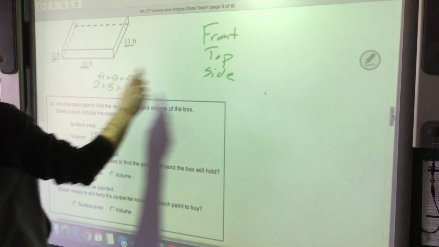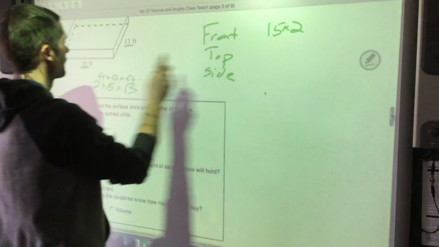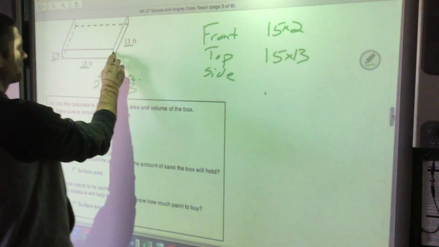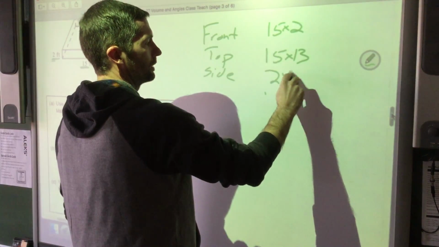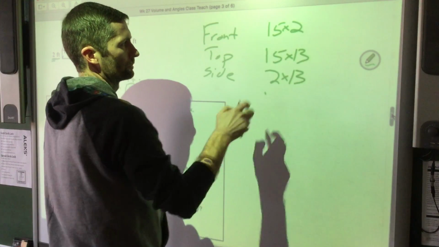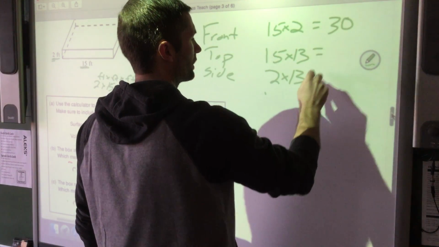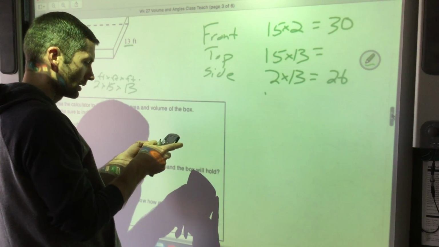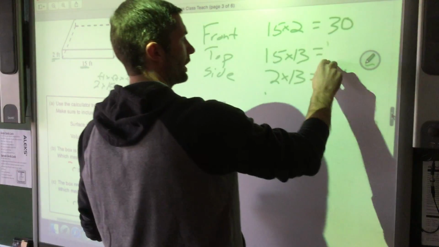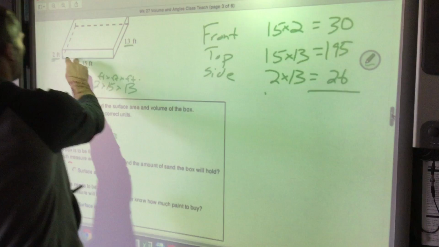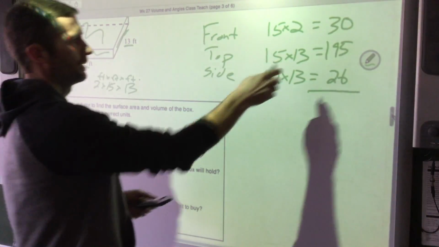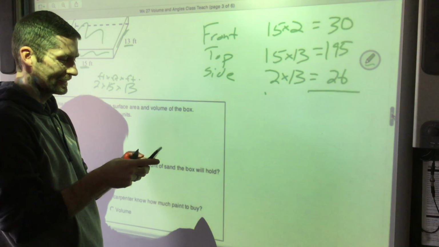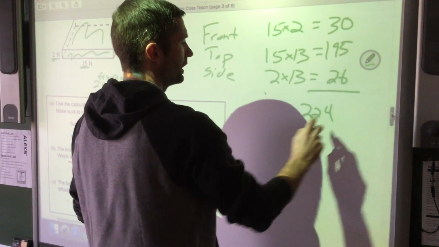Here's my front, which is 15 times 2. Here's my top, which is 15 times 13. And here's my side, which is 2 times 13. Notice I used each of these numbers twice. Okay, 15 times 2 is 30. 2 times 13 is 26. 15 times 13 is 195. Okay, so let's add up what we see. This plus this plus this. 195 plus 30 plus 26 is 224.